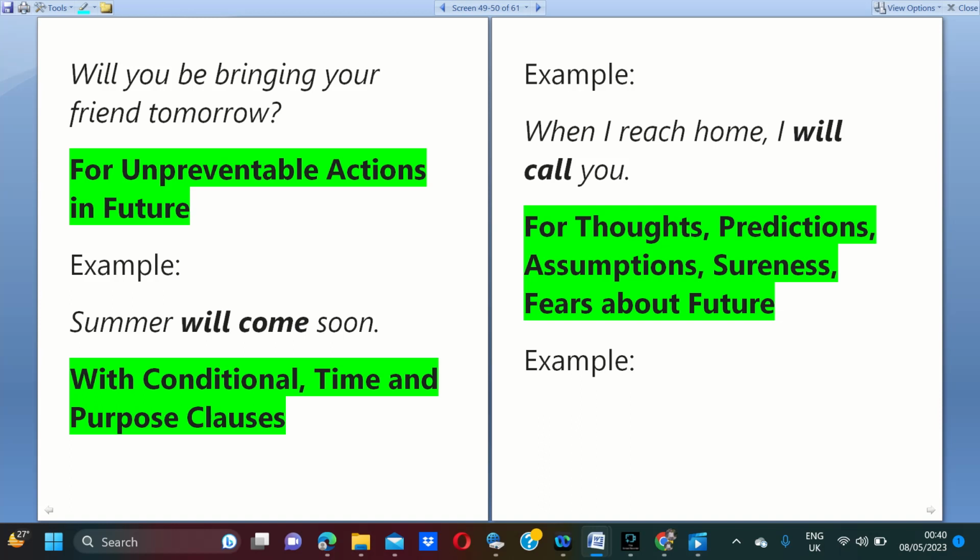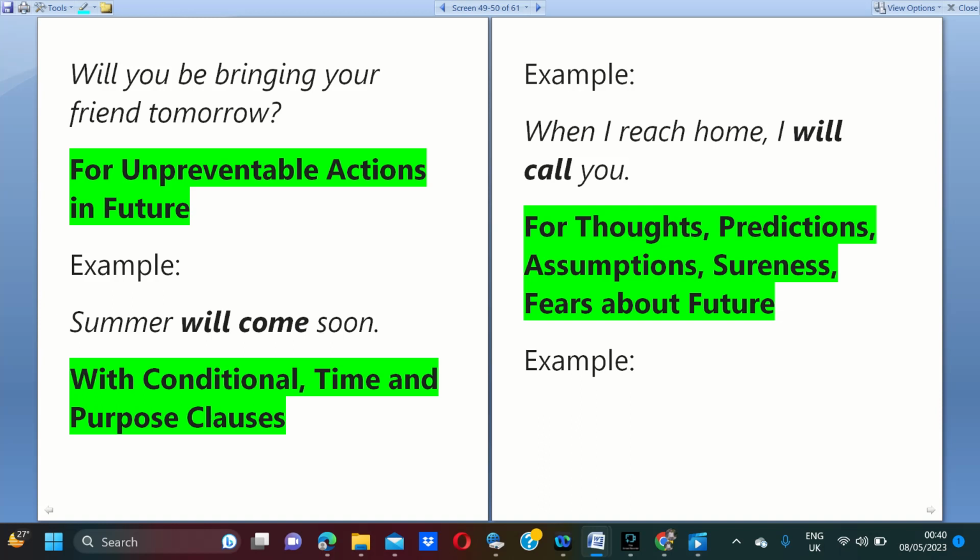Next, for unpreventable actions also, like summer. We can't prevent seasons. We humans cannot prevent any actions in this universe except God. Unpreventable actions: summer will come soon, we can't stop it. It comes and goes away. Next, another season begins.